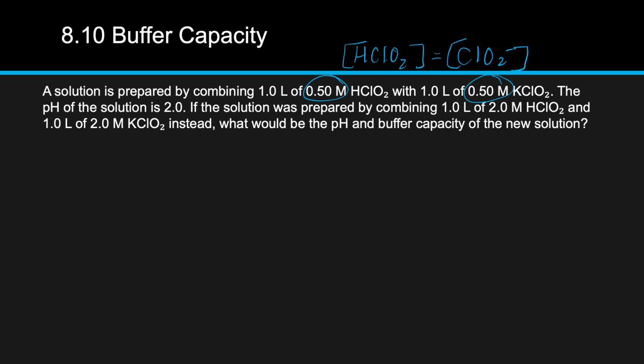We have 2 molar HClO2 and 2 molar KClO2, which means again we have equal concentrations of our weak acid and our conjugate base. So because they are equal concentrations, the pH is not changing. So the pH is going to be 2.